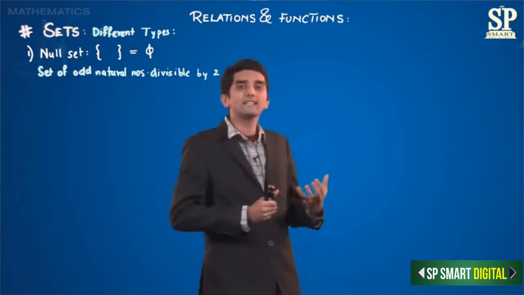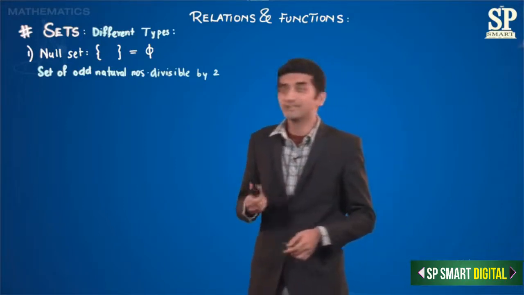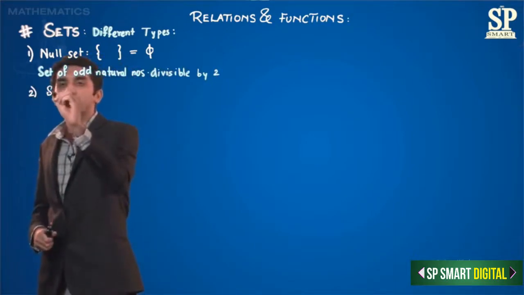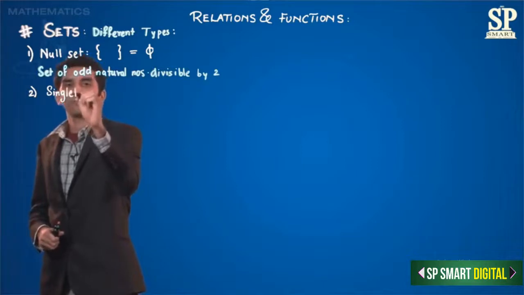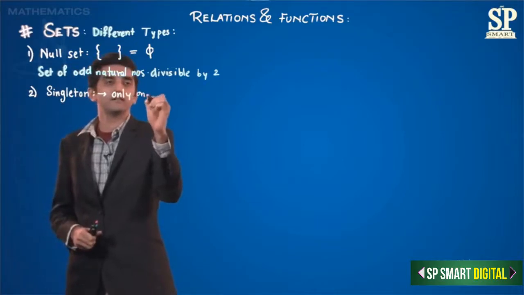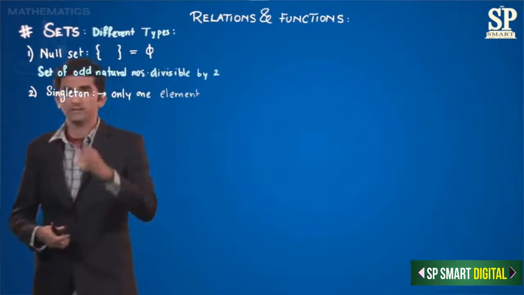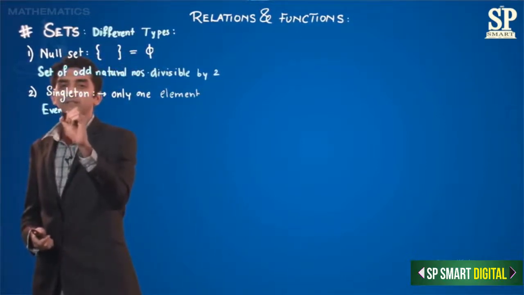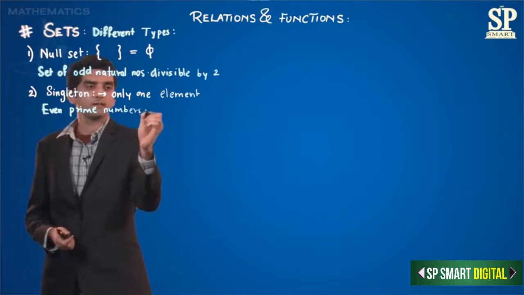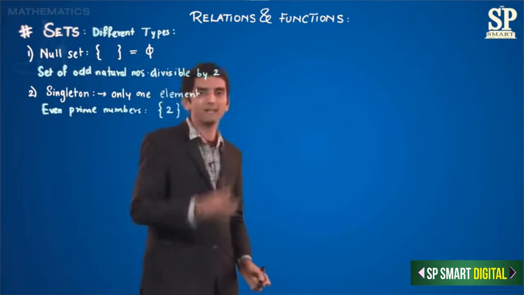So basically any set which has a lone element in it, only a lone member in it, is called a singleton set. So here goes the second type of set, the singleton set. Only one element, and there can be many examples of this. One of them, as I said, is even prime numbers. There will be only one element, which is 2, and hence a singleton set, only one element inside it.